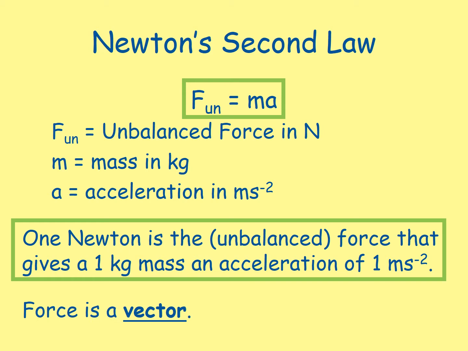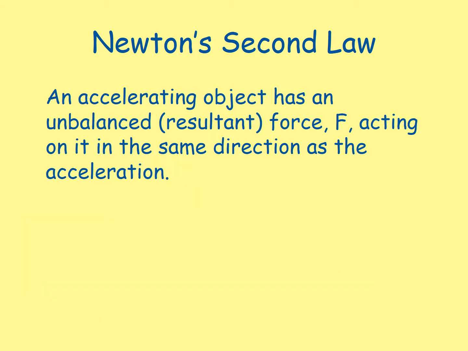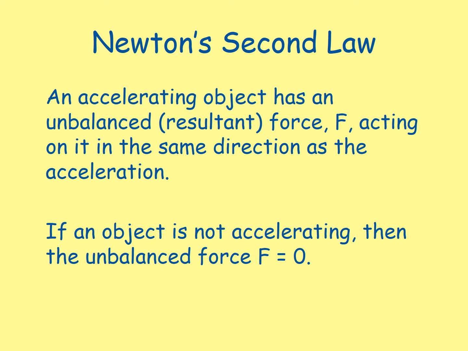Force is a vector quantity. This means it has a direction as well as a magnitude. An accelerating object has an unbalanced force, F, acting on it in the same direction as the acceleration. We also call this the resultant force. If an object is not accelerating, then the unbalanced force is 0.